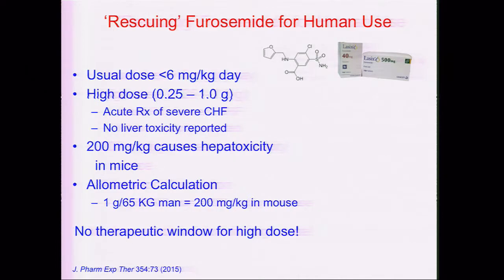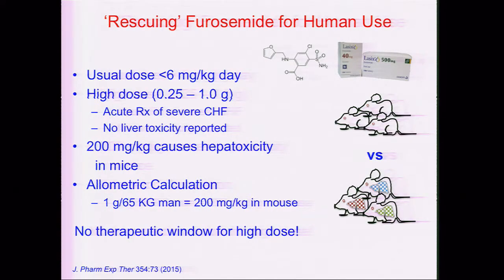However, there was an interesting thing. If you give a mouse a 200 milligram per kilogram dose of Lasix, which allometrically is the equivalent of a 1 gram dose in human, a funny thing happens. You get very severe liver toxicity, hepatocellular necrosis. Now, if you were trying to develop Lasix as a treatment for acute heart failure, this could easily be a showstopper. You would say it's going to be toxic in humans.